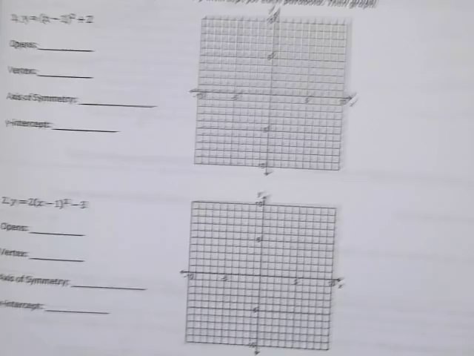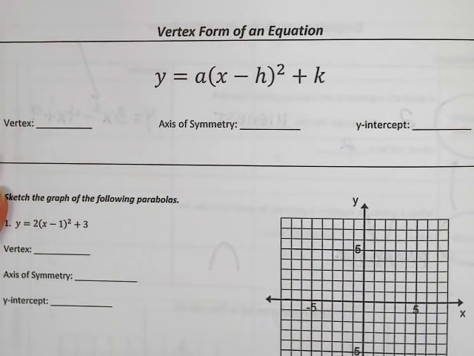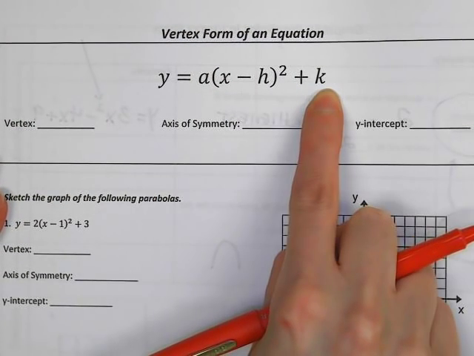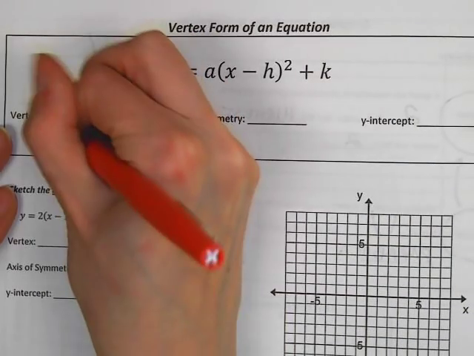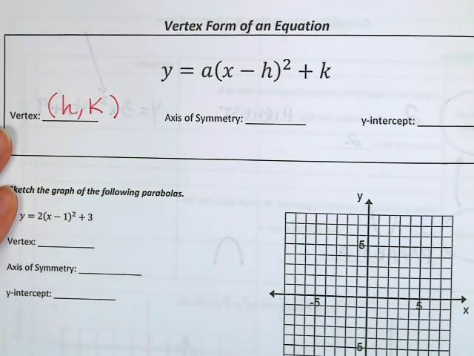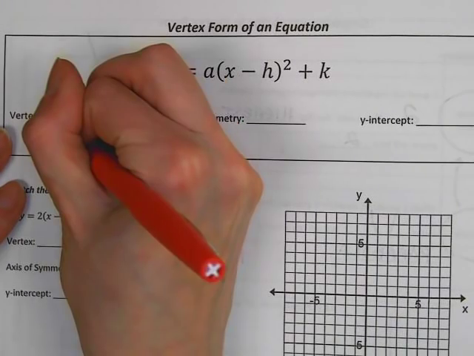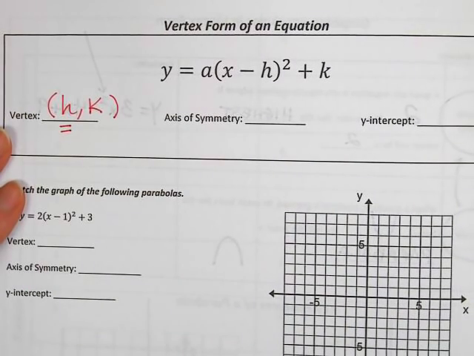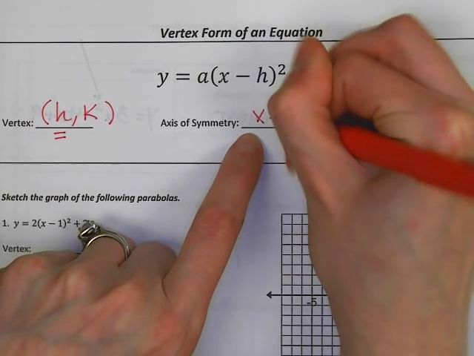Okay, now let's get into the real lesson, which is vertex form of a parabola. y equals a times (x minus h) squared plus k. And you should have learned in Desmos today that the vertex is (h, k). The line of symmetry actually always ends up being h. So it's the vertical line x equals h.